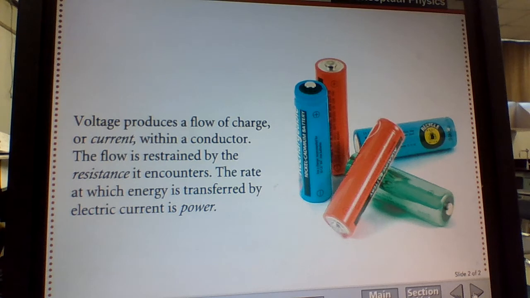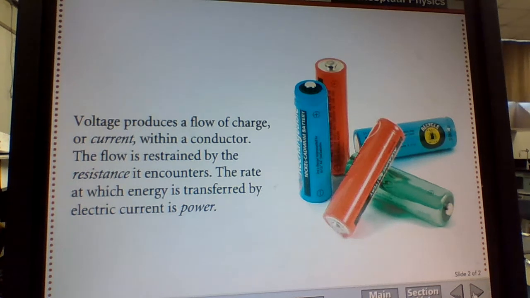Now, one thing that opposes current is something we call resistance. Resistance is provided by a couple of different factors, which include what the wire is made out of, how fat around the wire is, and how long the wire is.